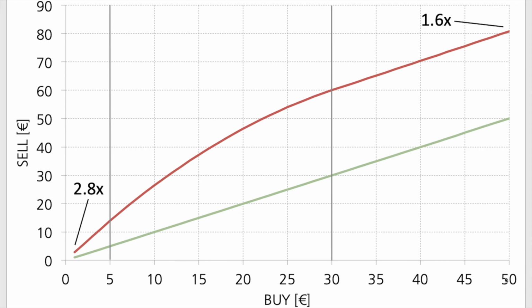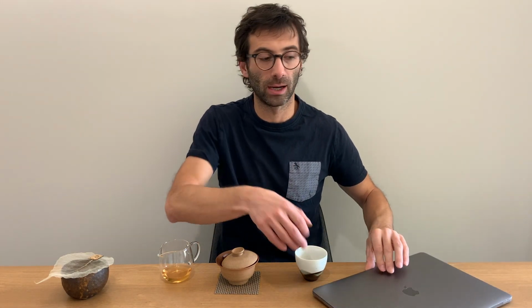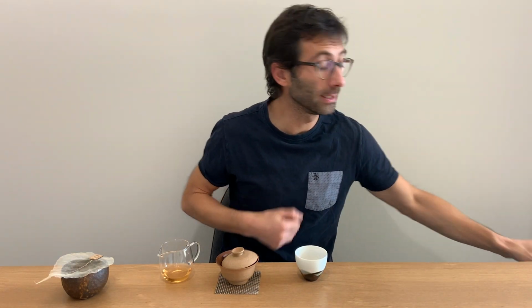And in fact, for example, for a tea that for 100 gram we pay 50 euros, the ratio we apply is, in this example, 1.6 times. Now, this helps us to calculate the basis for the sell price, but it's not yet the money you pay for the tea. And why? Because we have to consider some additional cost.